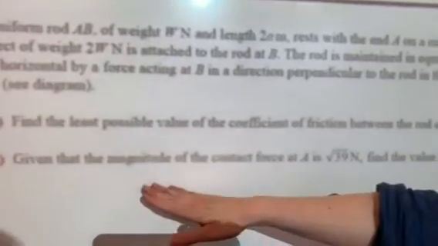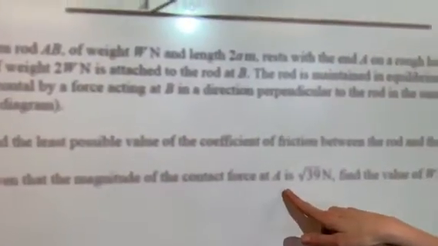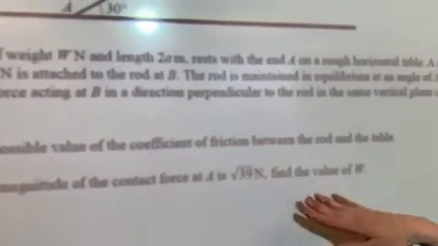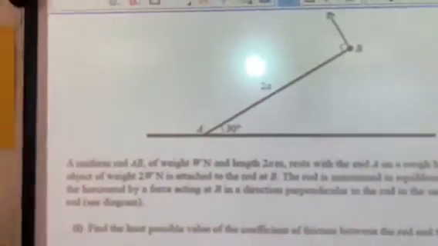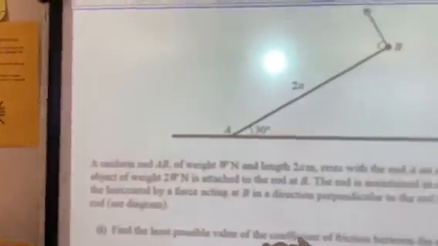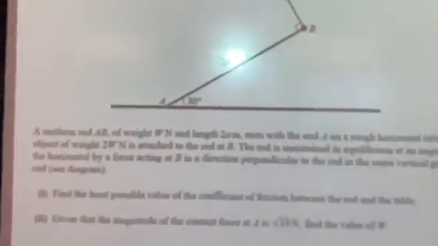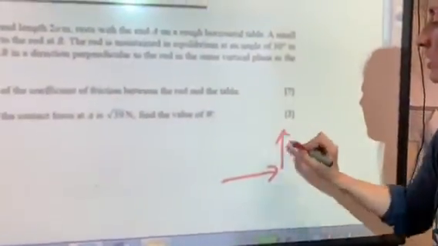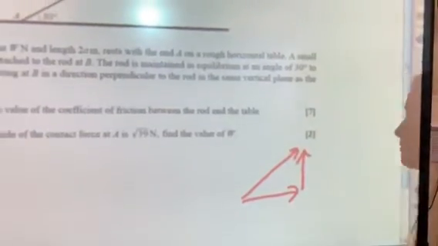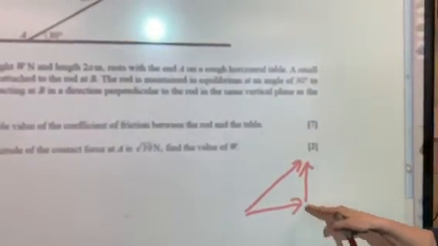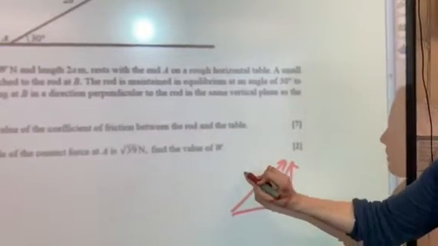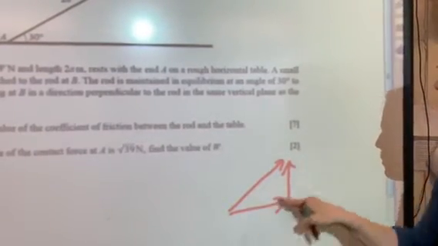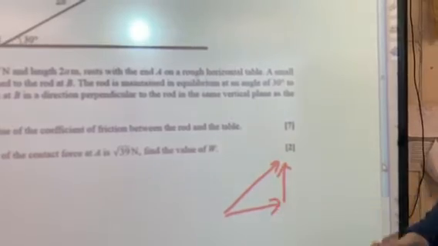So we're given the magnitude of the contact force at A is root 39. Find a value of stuff that's in the question. Okay, so magnitude. Remember, forces are vectors. If we're finding magnitudes, we're thinking about little right-angled triangles. Okay, so we have a horizontal component, a vertical component, and then if we want the size of this bit, we would do this one squared plus that one squared and square root to get this one.